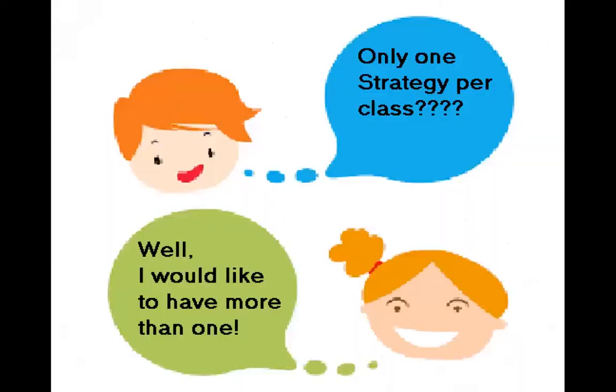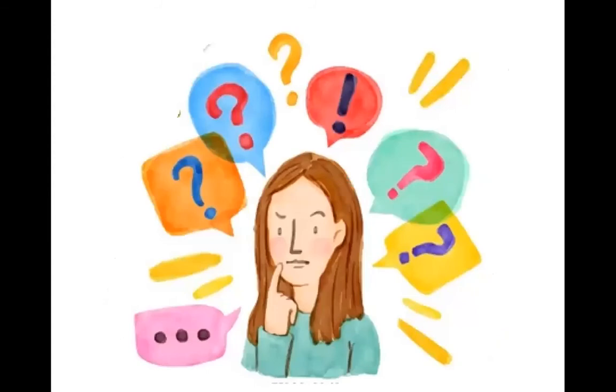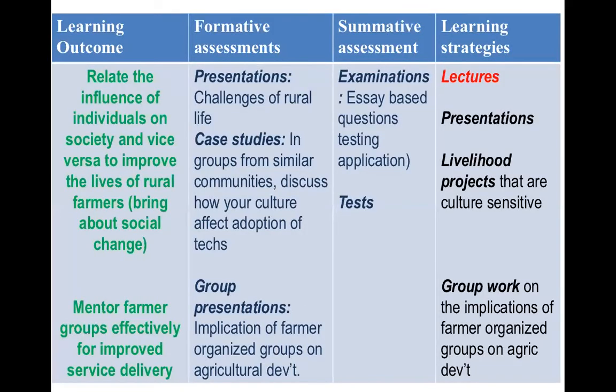As a lecturer, then, what will you decide? Will you decide to use only one strategy per class, or would you like to use more than one strategy? I can testify that the best is to use more than one strategy. I reflected on this in my thinking process, and I said yes, the best is to use a combination of strategies so that different learners with different learning styles are able to benefit from these learning strategies.